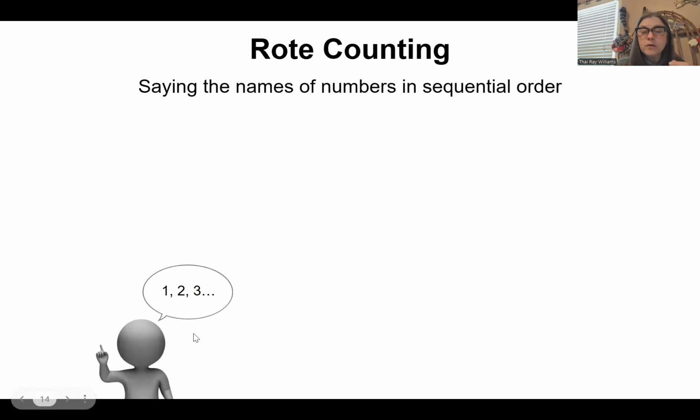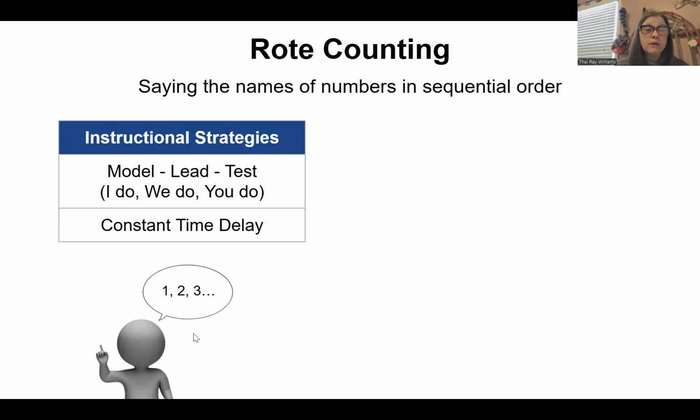All right, so when it comes to rote counting, what is rote counting? Well, it's saying the names of numbers in sequential order. That's all it is: 1, 2, 3, 4, 5. And so there are several instructional strategies. These are just two that you could use that have been shown to be effective when teaching rote counting. I have a tendency to call it model lead test, but no, that's I do, we do, you do. But model lead test is super effective when teaching rote counting. So is constant time delay.